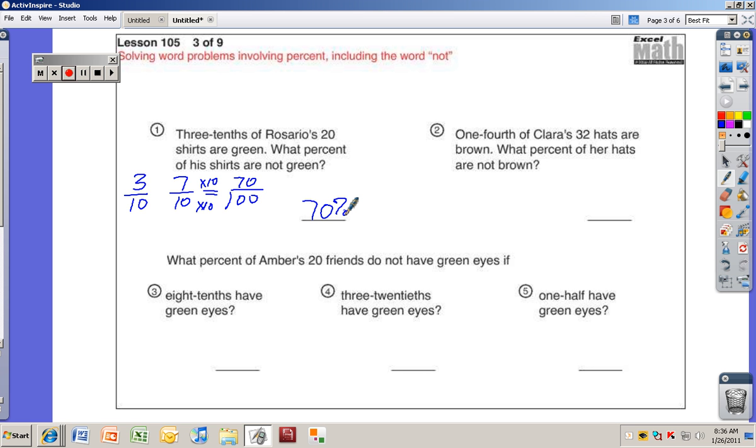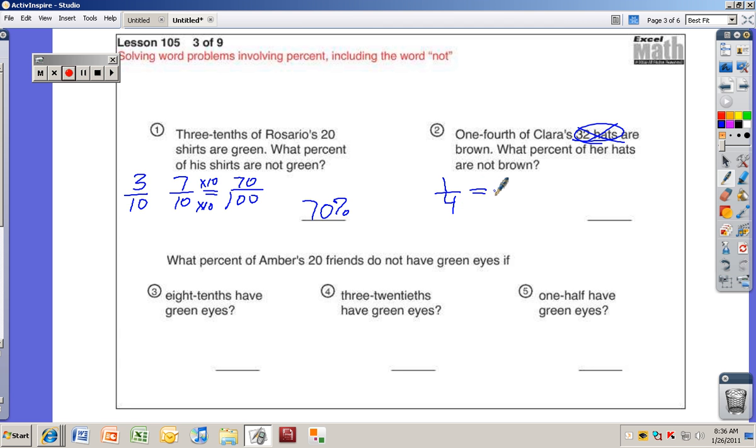Number 2, 1/4 of Clara's 32 hats are brown. What percent of her hats are not brown? Again, they give you this extraneous information. We don't even need to know that. We want to find out that 1/4 of her hats are brown and what percent is not brown. We don't care how many hats there are.